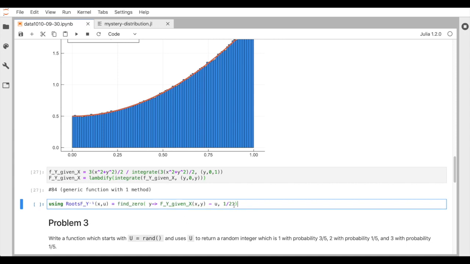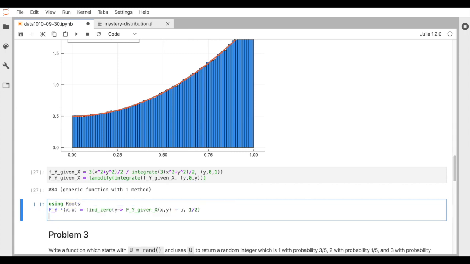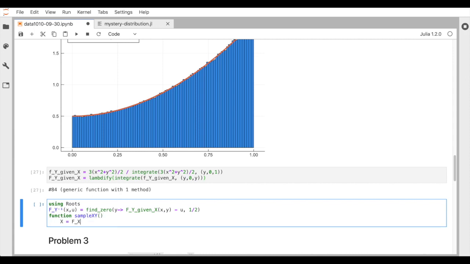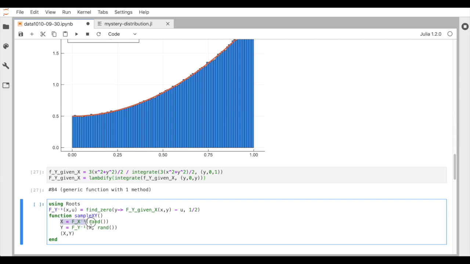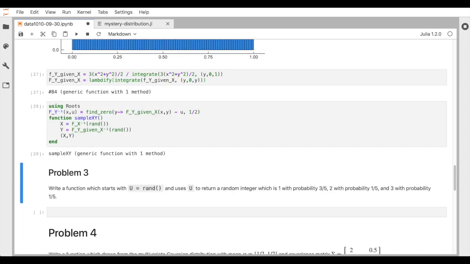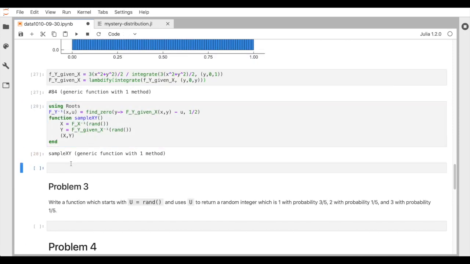The numerical find root function has to have a starting point, so let's just use a half right in the middle of the interval from 0 to 1. And finally, we can put it all together. So we sample x from its distribution, and then whatever the value of x is, we sample y from its conditional distribution given x. So let's make a 2D histogram of these observations and see if they indeed follow the appropriate shape.